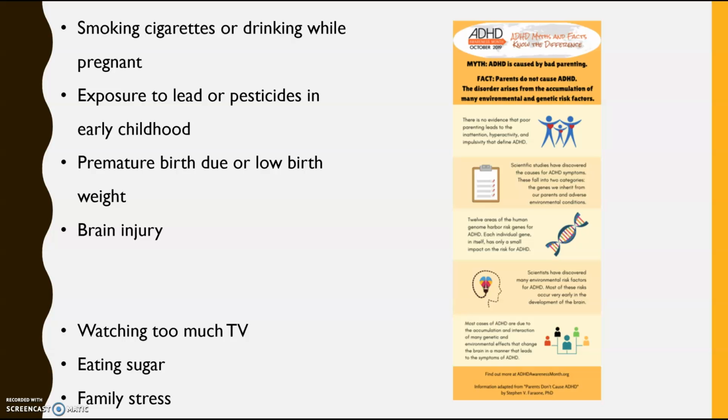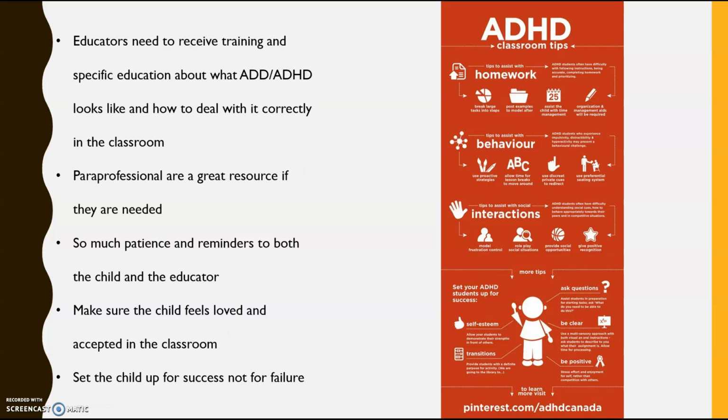So watching too much TV is a bad deal. Eating sugar is also bad. It just fuels that inner energy that could be trying to be avoided. And family stress, of course, because these students and children are usually already prone to anxiety and depression and stress. So added family stress can just make it worse.